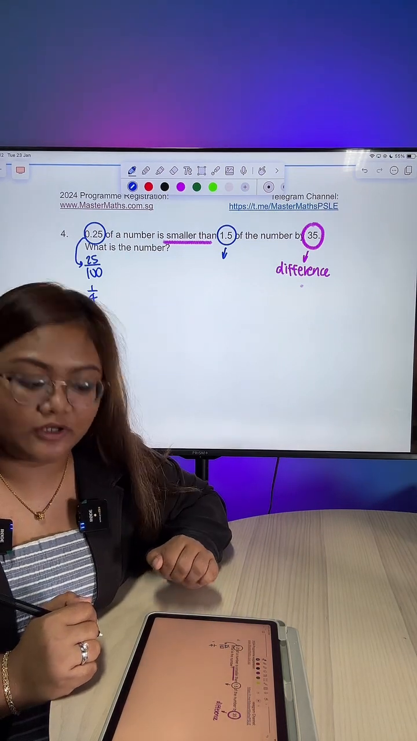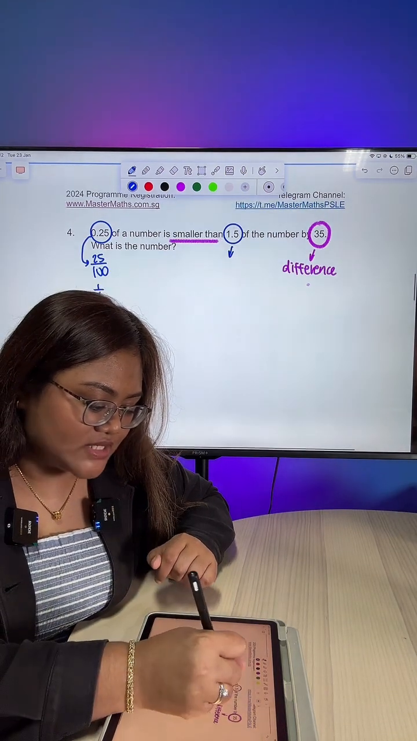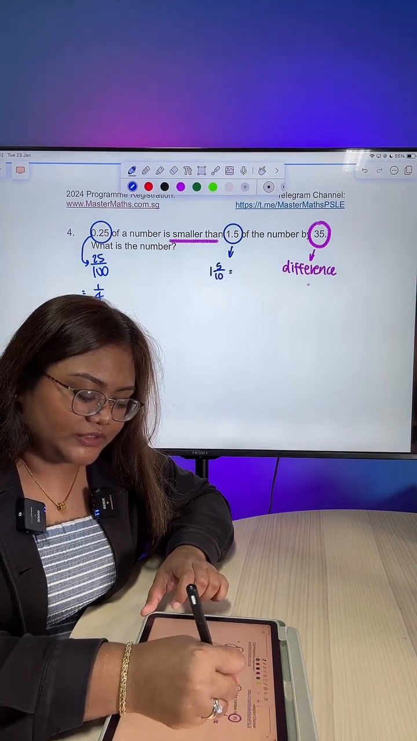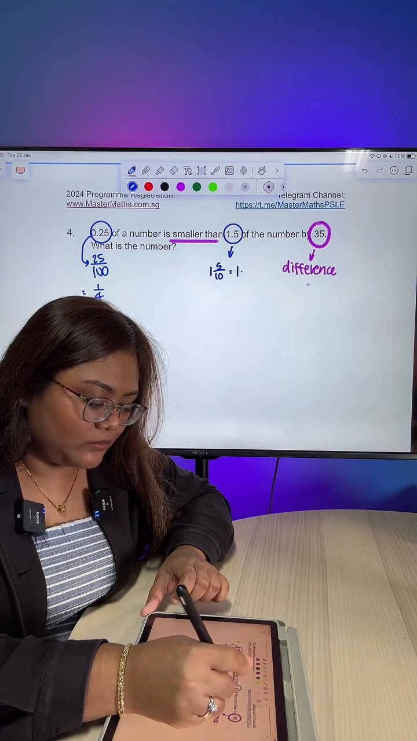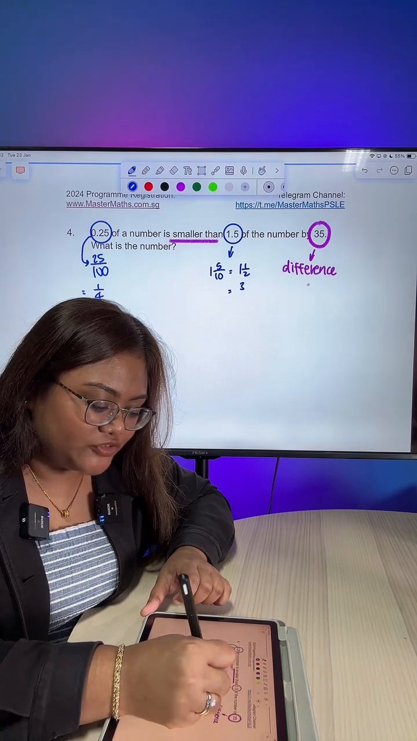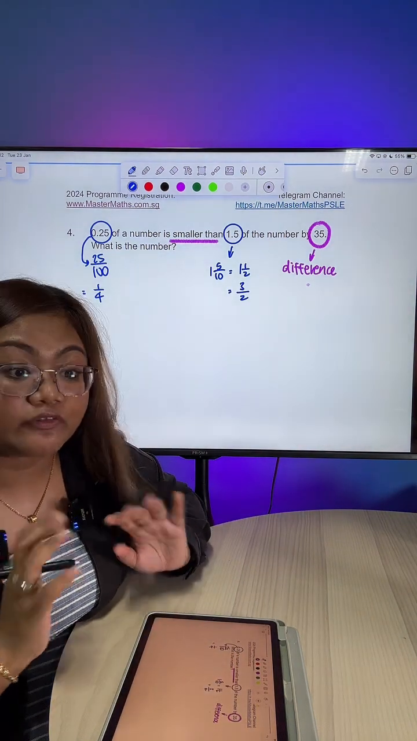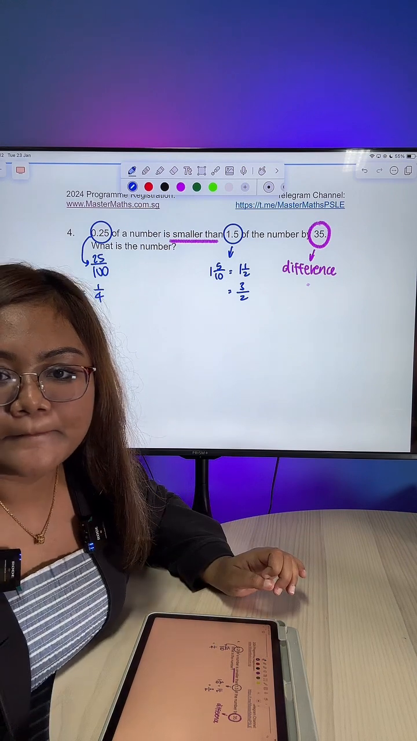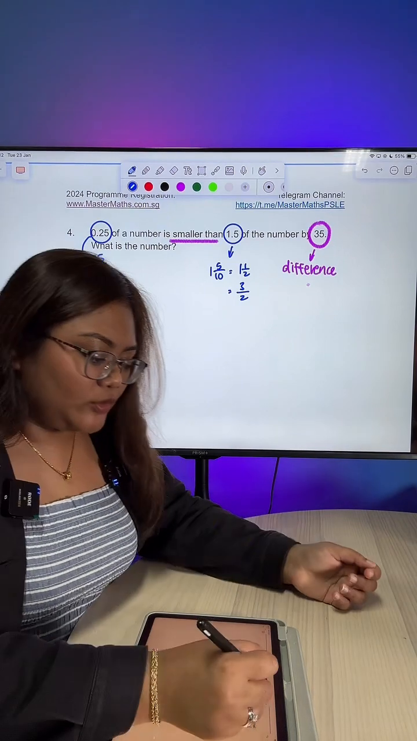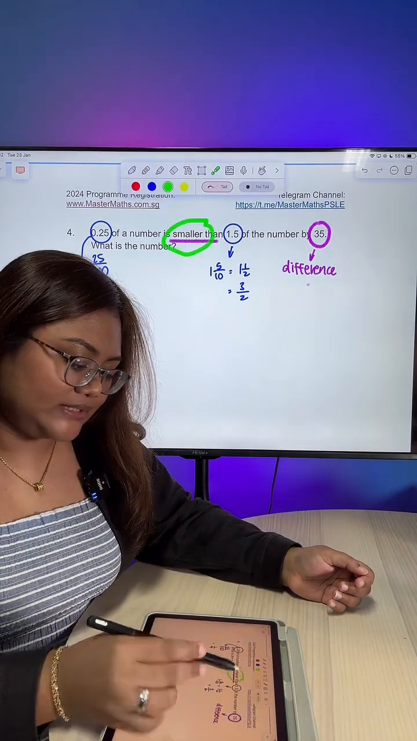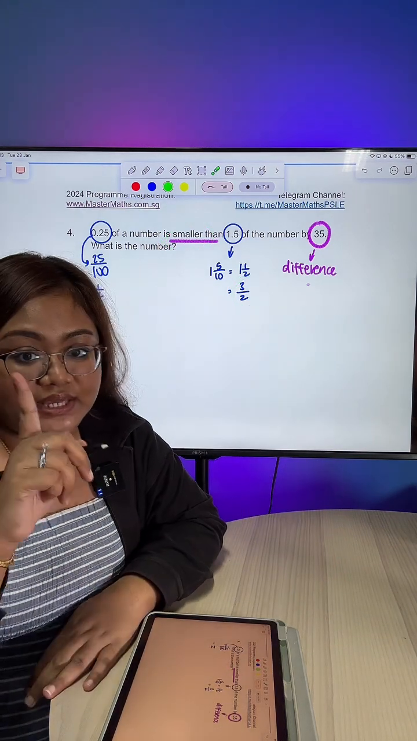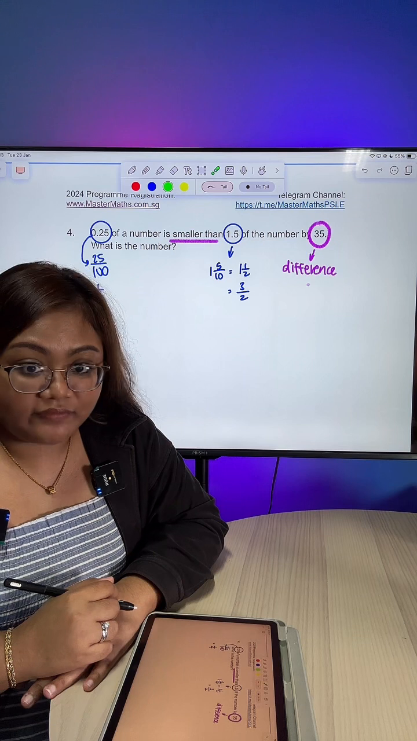Okay, so 1.5 is the same as 1 and 5 out of 10, which is the same as 1 and 1 out of 2, which is the same as 3 out of 2. Can follow so far? Okay, so I have 1/4 of a number is smaller than 3 out of 2 of the number by 35. Okay, so that is your first step. Alright, so one more time.